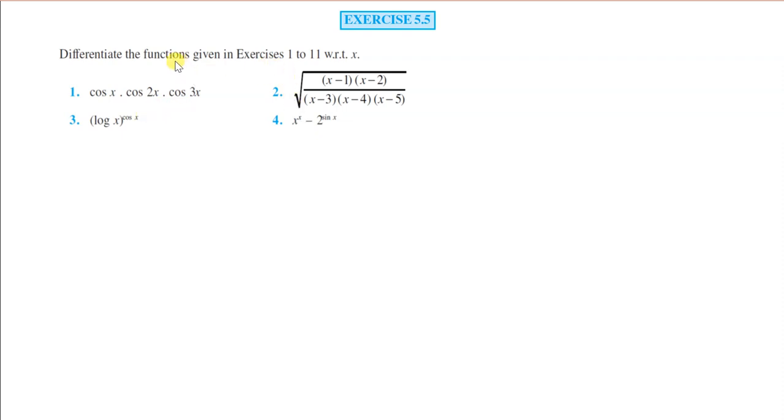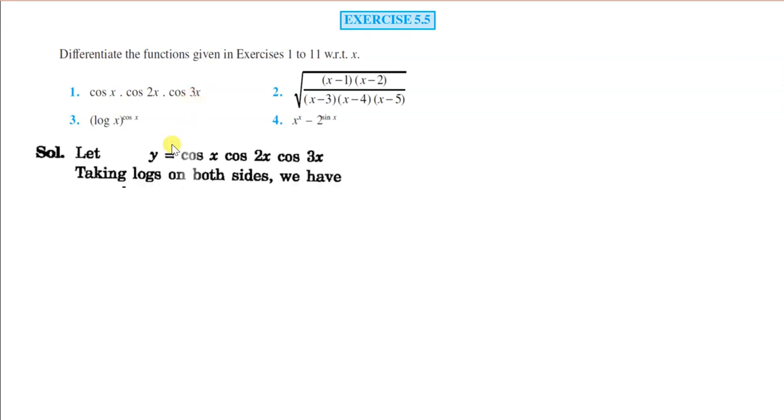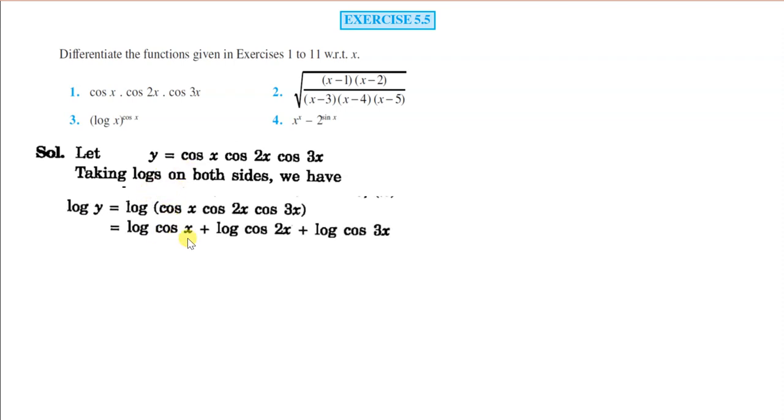So let us do some questions based on it. Differentiate the function with respect to x. Here we have a product of three functions, cos x, cos 2x and cos 3x. So we can use logarithmic differentiation here. We will take log on both sides. Then it becomes log y equal to log cos x plus log cos 2x plus log cos 3x, because we have log mnp equal to log m plus log n plus log p.